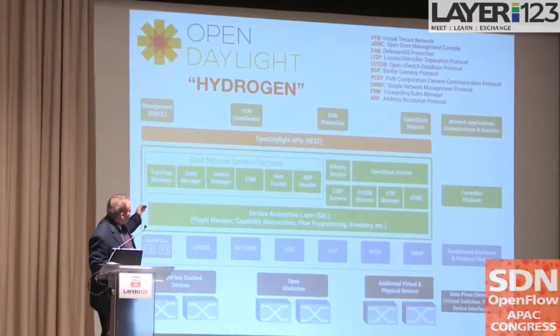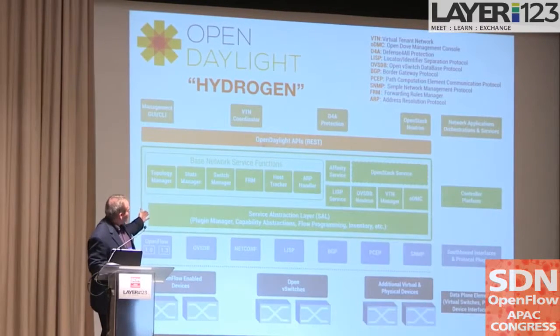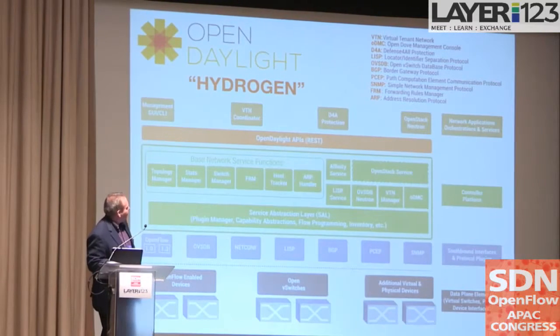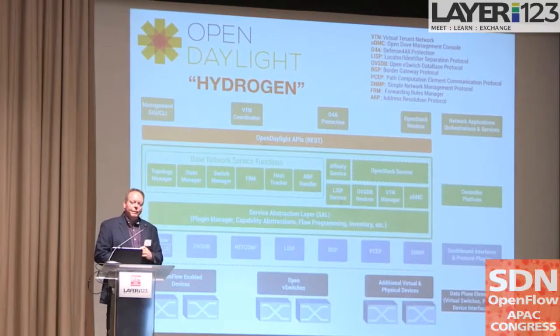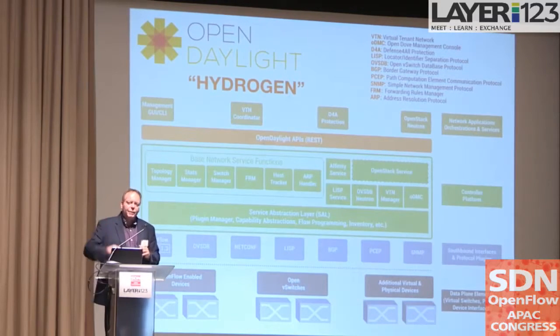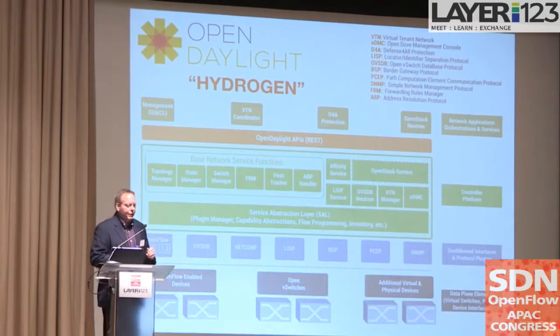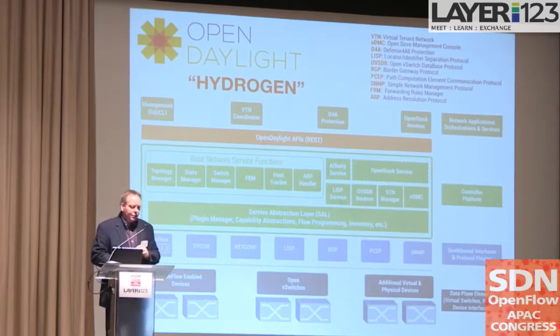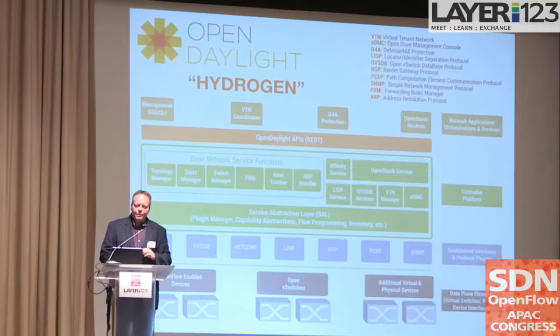There's a set of base network service functions: topology manager, statistics manager, switch manager, the forwarding rules manager, host tracker, and an ARP handler. Additional services are the affinity service, which is the first crack at creating some level of policy management, identifying hosts, groups of hosts, the links between them and their relationship. So kind of lifting up the interface and the abstraction to the network from just doing straight level 2 or level 3 interface APIs. And there was significant work in Hydrogen around being supportive for OpenStack.